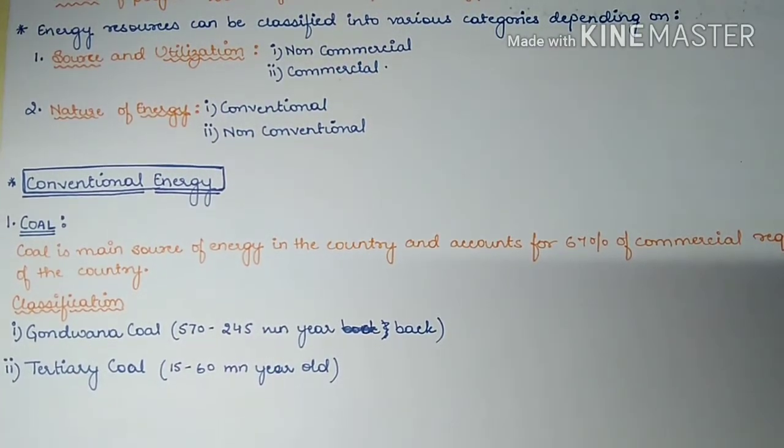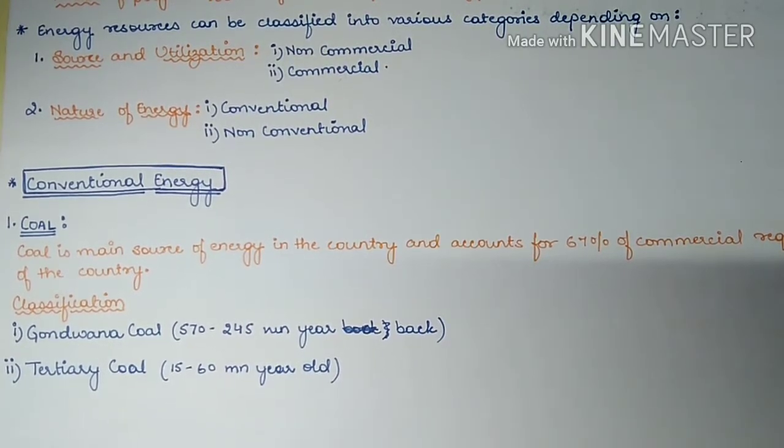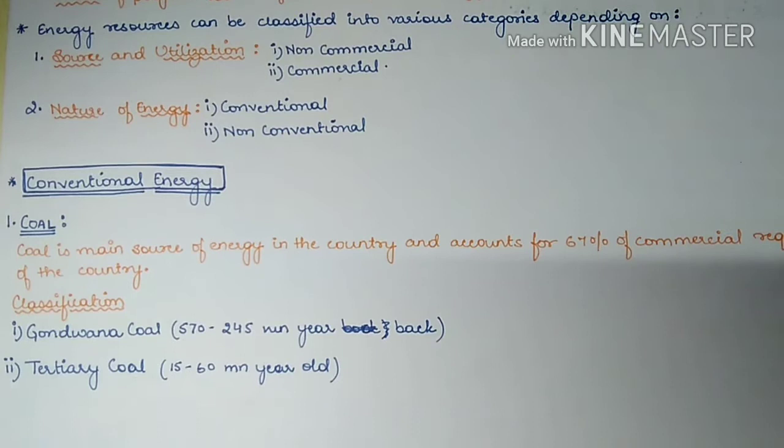The areas include Raniganj, Jharia, Bokaro, Ramgarh, etc., in various areas like Jharkhand, Arunachal Pradesh, and Madhya Pradesh. These are the areas where Gondwana coal is found. Gondwana coal is mainly bituminous or anthracite, which have carbon content varying between 60 to 90%. That means they are very good quality coal. The bituminous coal is converted into coke before being used in the iron and steel industry. So the bituminous coal extracted from Gondwana coal areas is converted into coke before being used in the iron and steel industry.